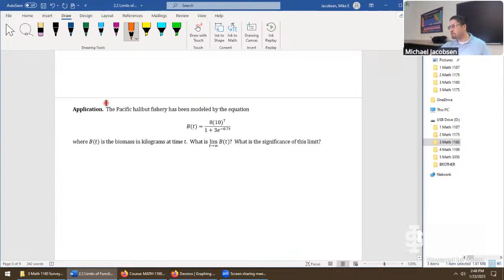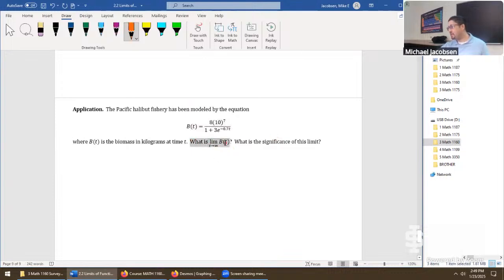We're told the Pacific halibut fishery has been modeled by this equation. So B of T is all of that. This is a population growth model. And here, the thing that we're modeling is B of T, which is the biomass in kilograms of the halibut in this fishery at time T. Probably T is measured in months, days, something along those lines. So this is going to be the biomass at any time T.